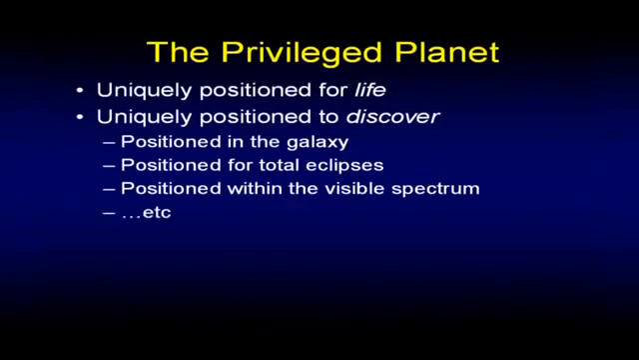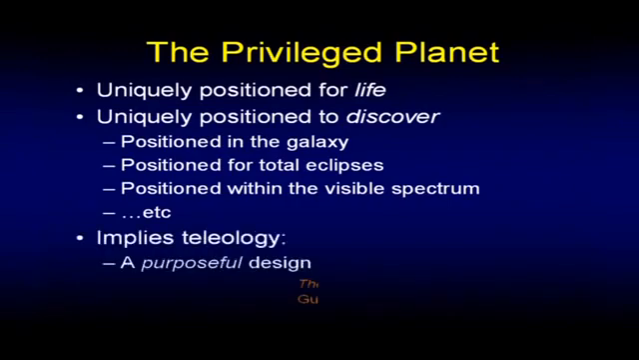And so the point is, the precision of the size of the sun and the moon, and their positions, is exactly where it would have to be for us to discover spectroscopy. Any other way, we never would have discovered it. Now, we're also positioned within the visible spectrum. It turns out that if you change that a little bit, it really messes up your signal and noise. But anyway, all of this implies teleology. In other words, it was designed for that purpose. It's not only designed, it's a purposeful design.